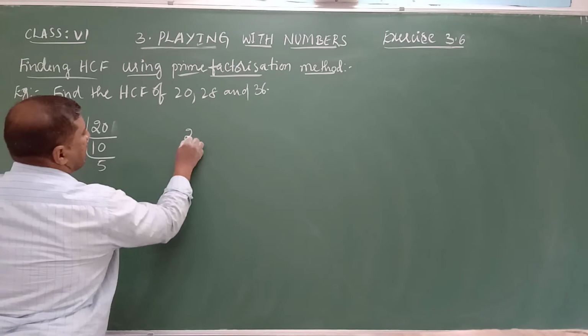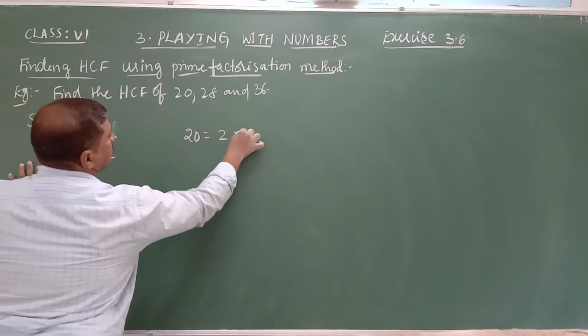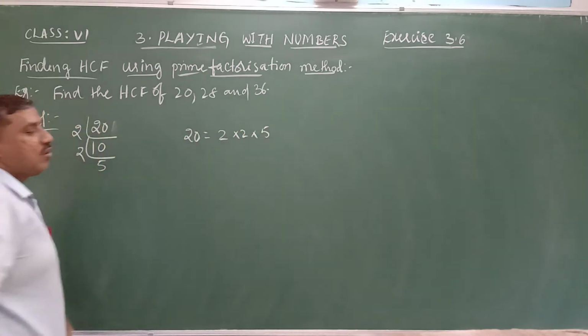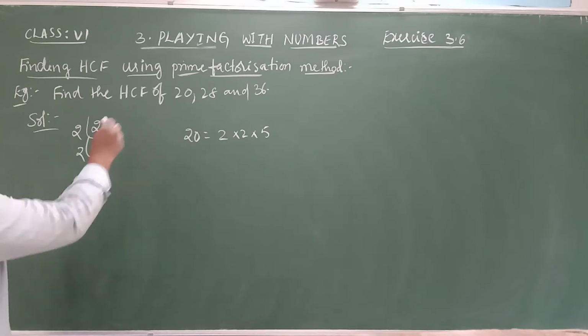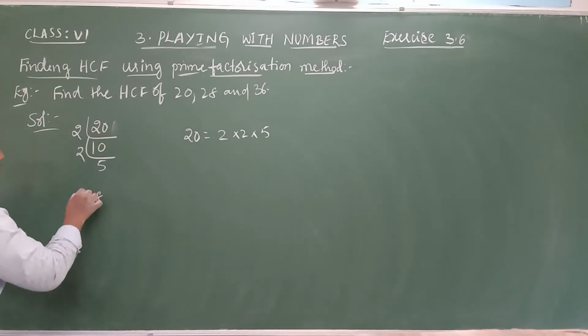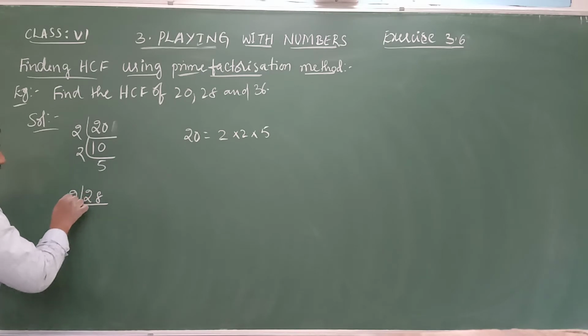Therefore 20 can be written as 2 into 2 into 5. Next we have 28. 28 is an even number, so it is divisible by 2.